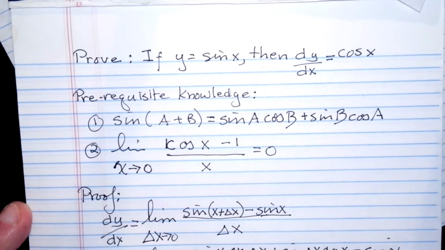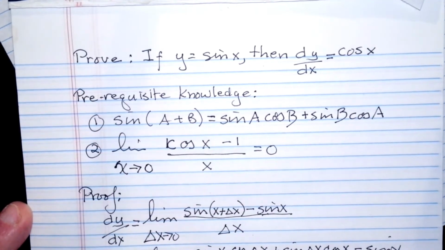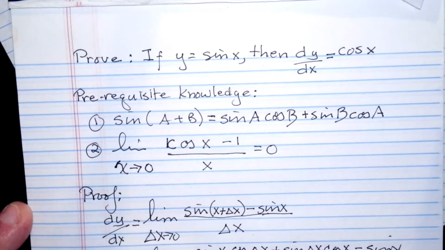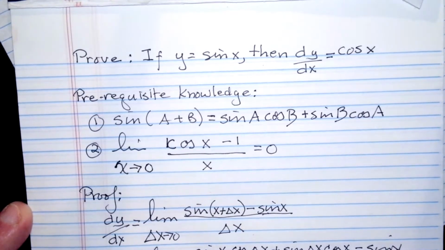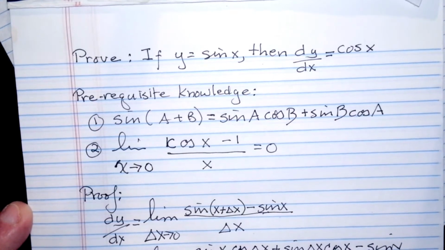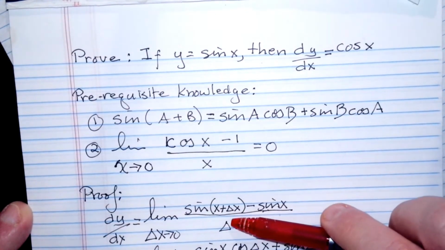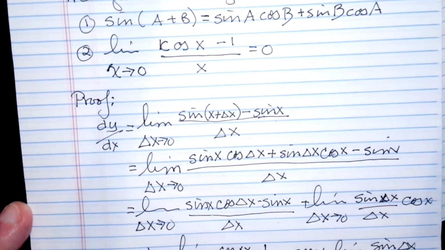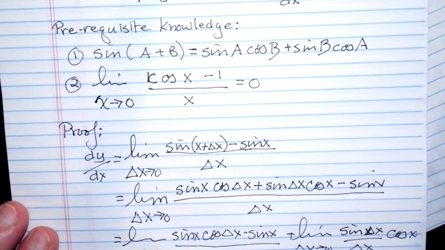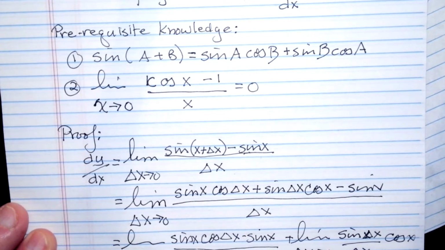We use the limit definition of the derivative and state that dy/dx is equal to the limit as delta x tends to 0 of (sine(x plus delta x) minus sine x) over delta x. Now the sine of x plus delta x can be broken down using this trig identity. So we now have the limit as delta x tends to 0 of (sine x cosine delta x plus sine delta x cosine x minus sine x) over delta x.